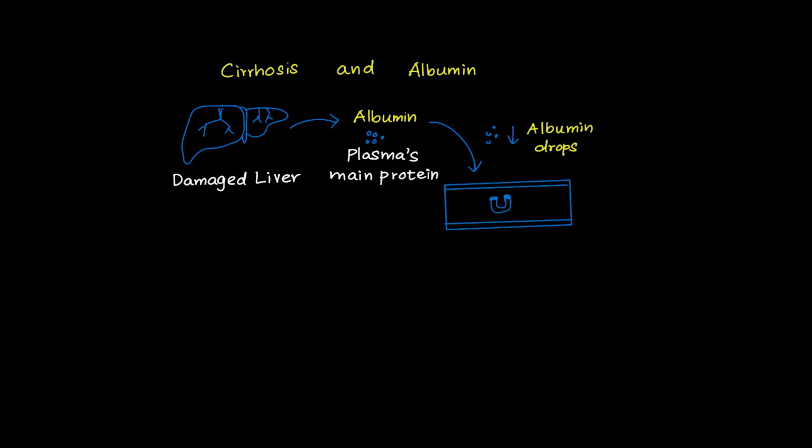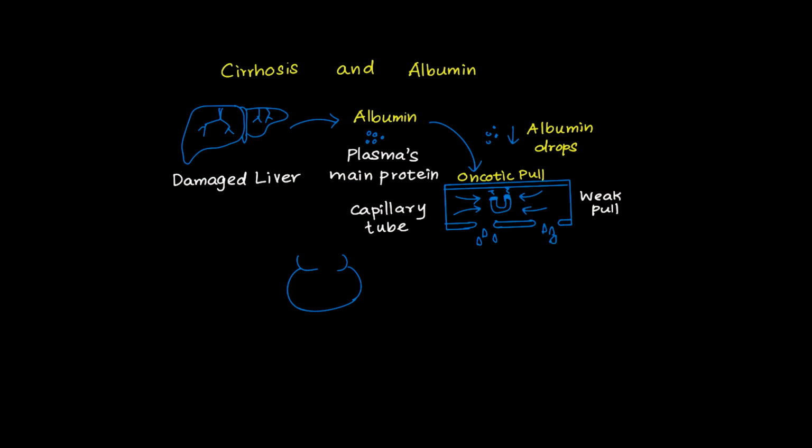When cirrhosis destroys working liver cells, albumin levels drop. Without enough albumin, the pulling force inside the vessels weakens. Water that normally gets yanked back into the bloodstream now leaks out and stays in the interstitial space. In severe cases, it pools in the peritoneal cavity as ascites and gives generalized pitting edema too.